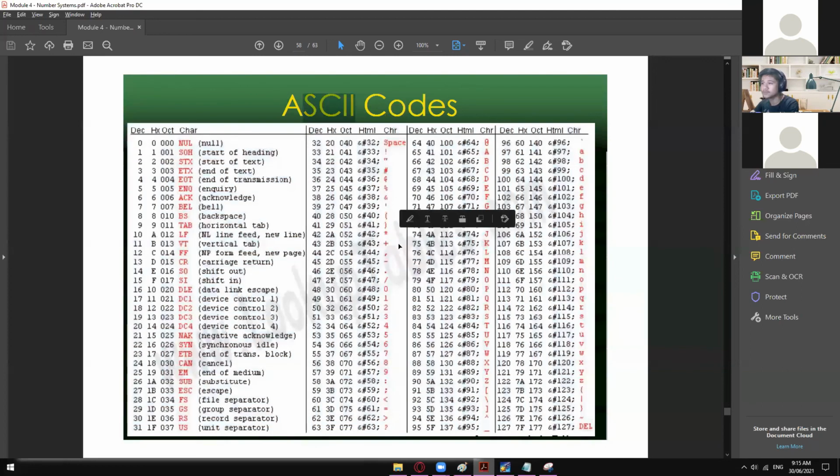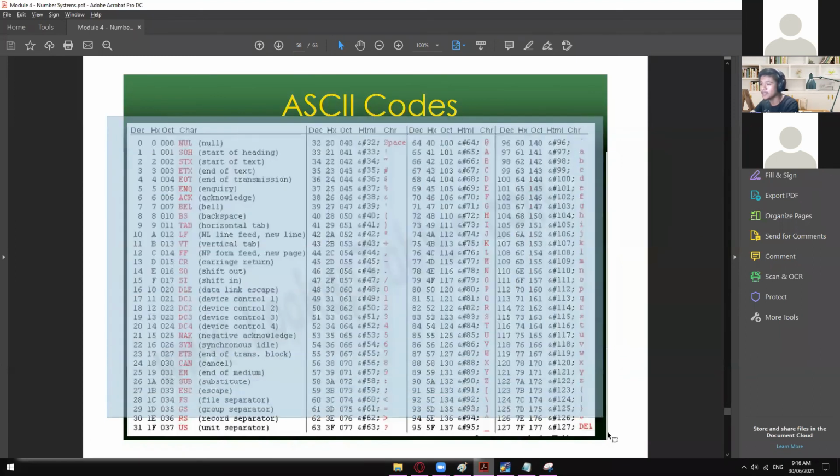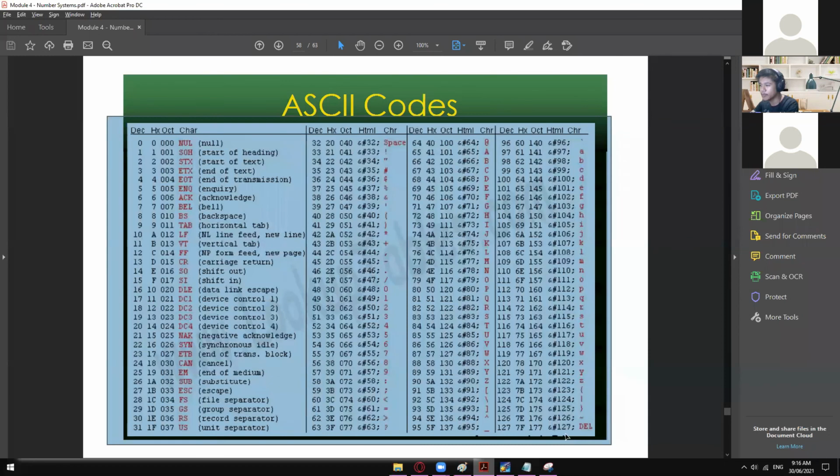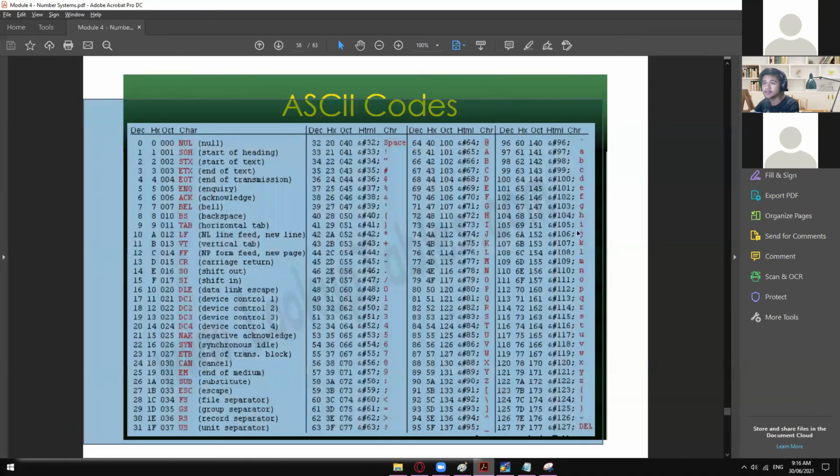Special characters, the numbers, and then the capital letters, small letters, and parang naulit lang. Since this one is just an exercise, parang eto na yung lahat. Okay, a total of 127 characters from 0 to 127.